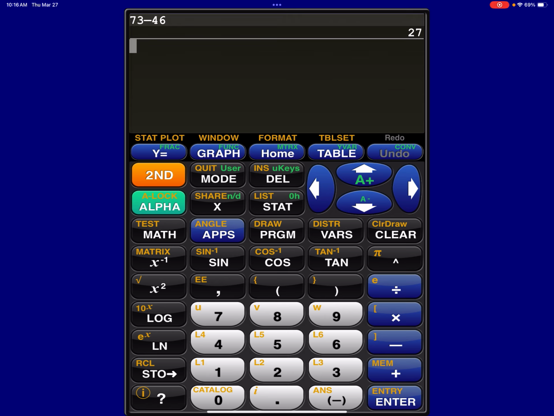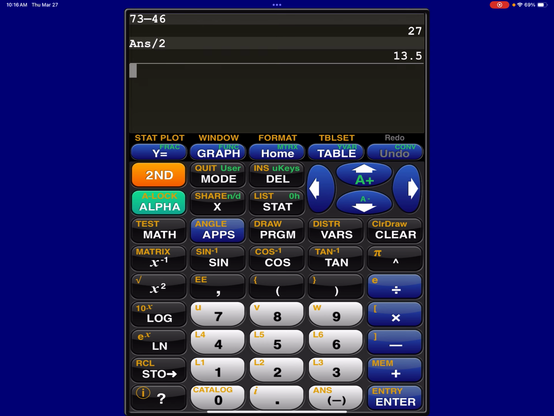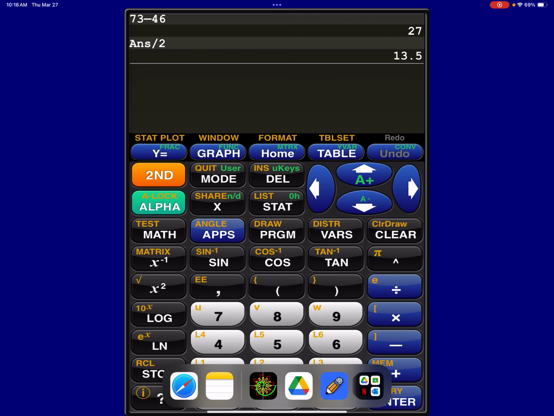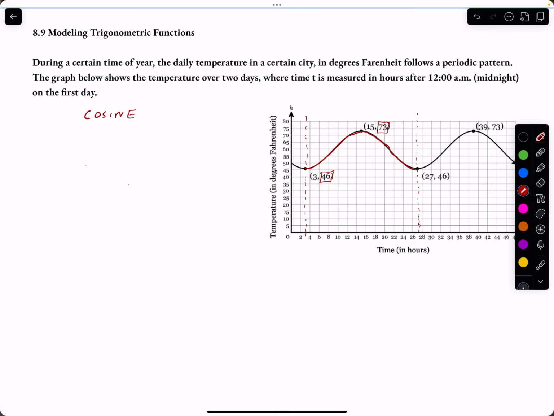So I know it's a 27-degree range here. And then if I cut it in half, I know that the amplitude is going to be 13.5. All right, so I always like to start with that. So I know that the amplitude is 13.5.